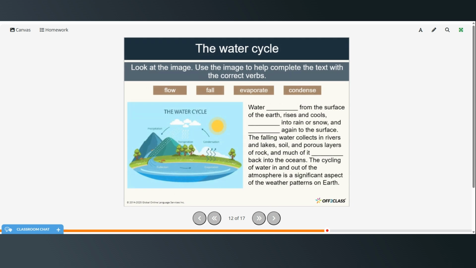All right, now look at the image and then use the image to complete the text with the correct verb. So this is a chart of the water cycle that's showing the water is collected and then it evaporates, being condensed by the sun, then becomes precipitation, and the whole cycle starts over again.